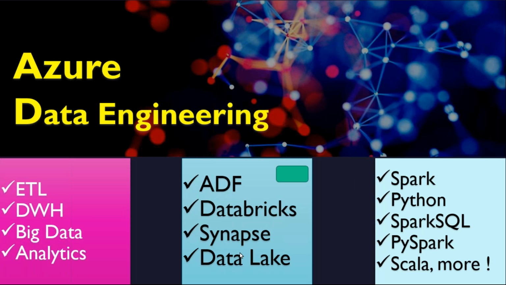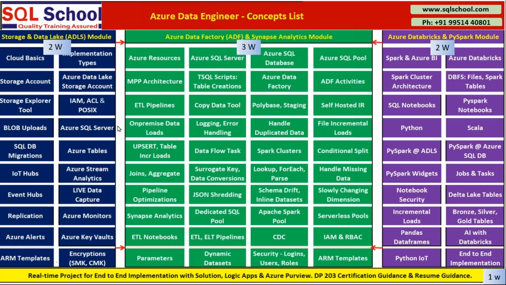What about open source warehouse? Spark, Python, PySpark, Spark SQL, Scala. These are all open source technologies pertaining to our engineering. Our course involves all these items very carefully with integrations, end-to-end integrations. So this is our complete blueprint. 2 weeks we need to invest in data lake storage.